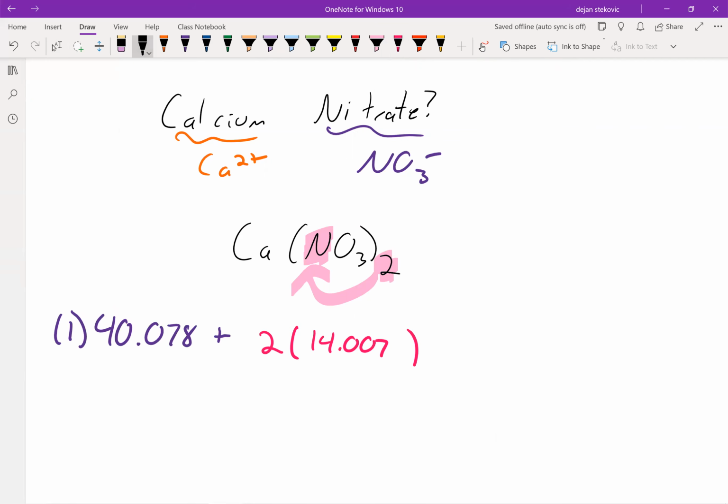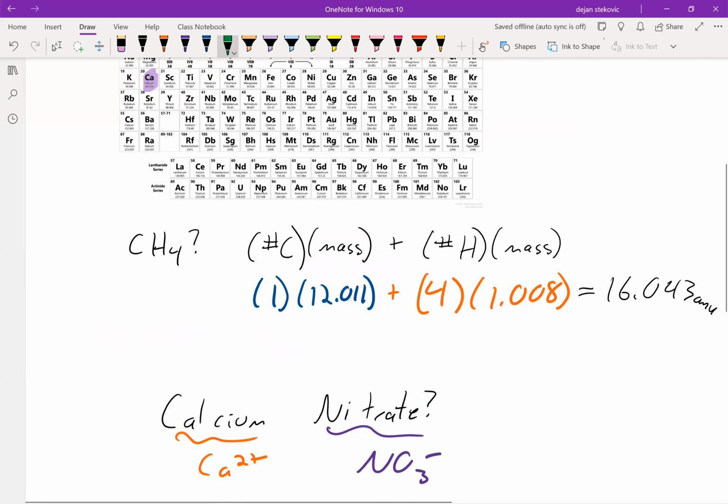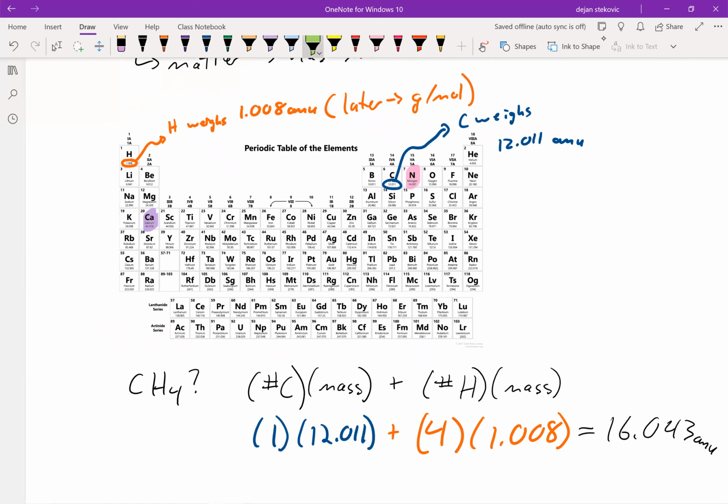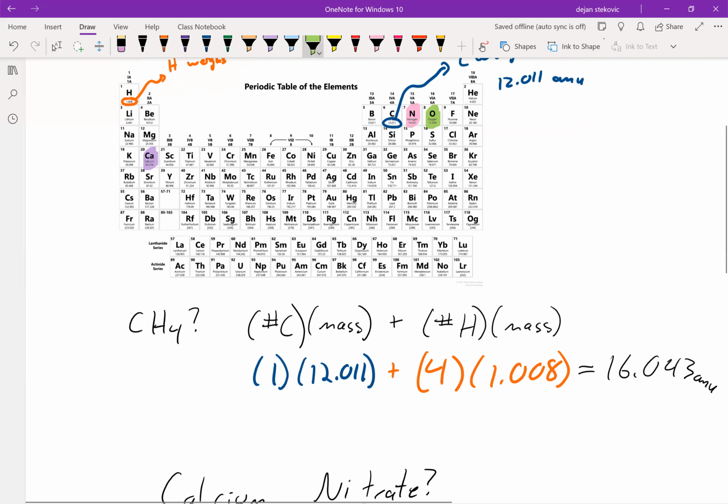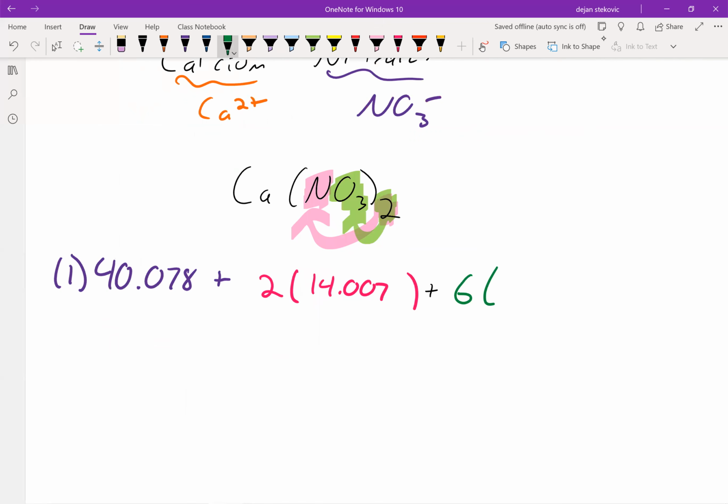AMUs. And then finally, we think about oxygen. We have 3 oxygens per nitrate, but we have 2 nitrates. And so if you think about that, that's a total of 6 oxygens. And then you take a look at a periodic table. Each oxygen weighs 15.999 AMU. So we want to take 6 times 15.999 AMUs. And then we type that into our handy dandy calculator and you get 164.086 AMU. Later on, we'll call that grams per mole.